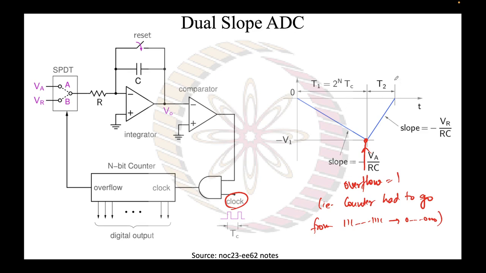Hence, T2 will measure those many clock cycles for the positive slope. And this is running the full 2^n. We run it till the negative slope runs till the overflow condition. Okay, that's what we denoted by this point.